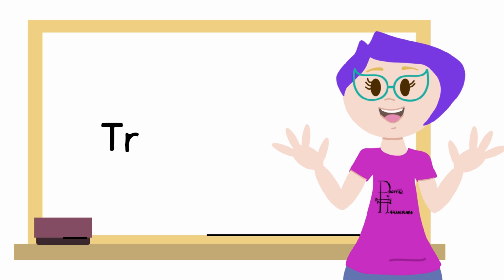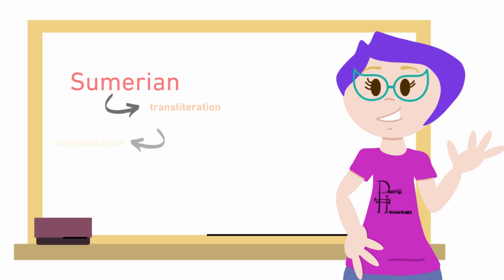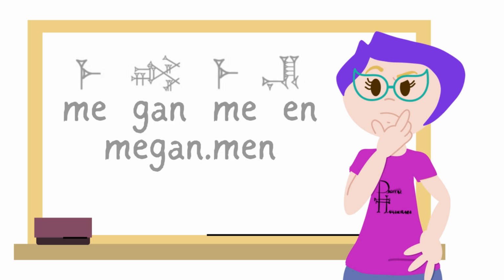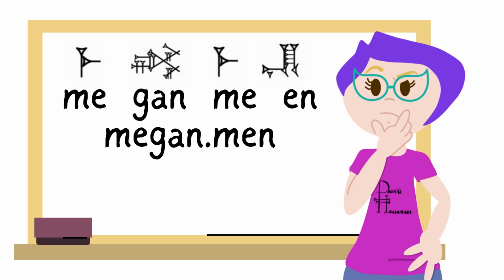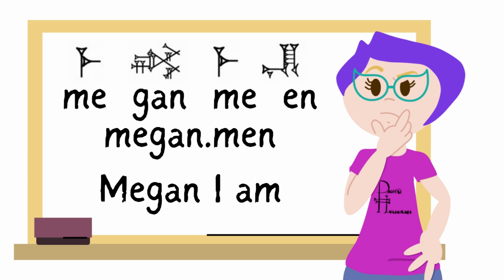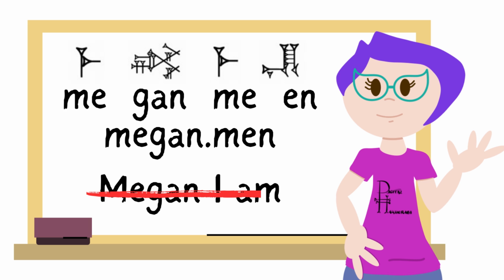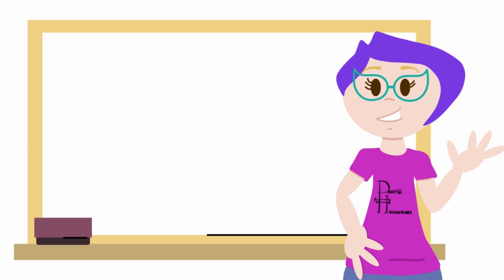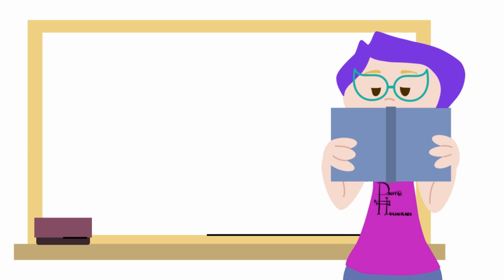The final step is the actual translation, taking the Sumerian and translating it into English, or German, or Arabic, or whatever your target language happens to be. It's often easier to start with a wooden or literal translation to make sure that you fully understand the grammatical relationships between individual words and phrases, and from there you can write a smoother translation that makes you sound much less like a robot.